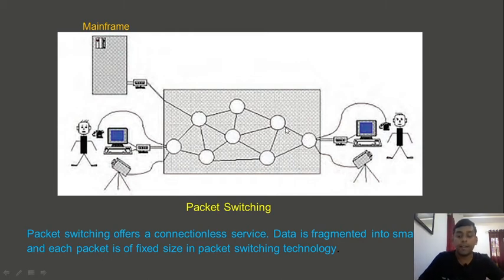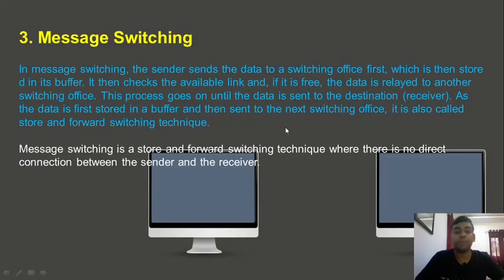That means data will be stored temporarily in computers or in devices, and only after the path is free can you start transferring it. Okay, that is what the store and forward mechanism is.